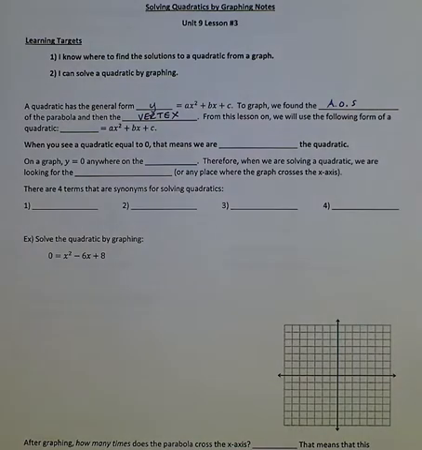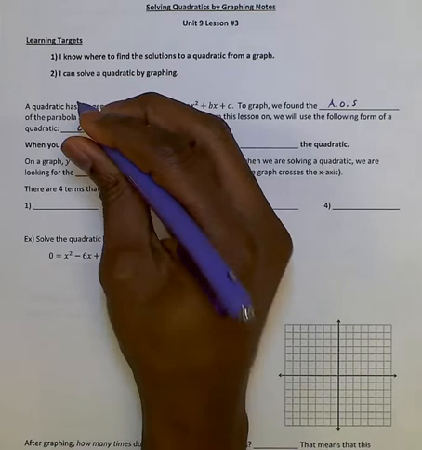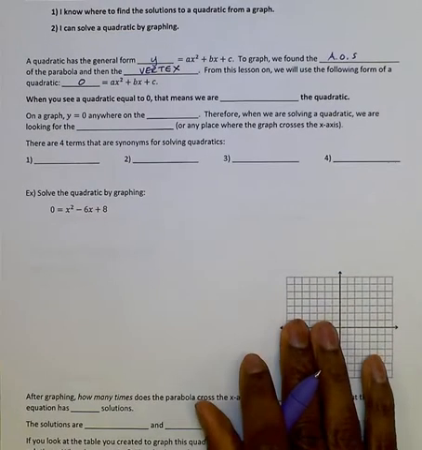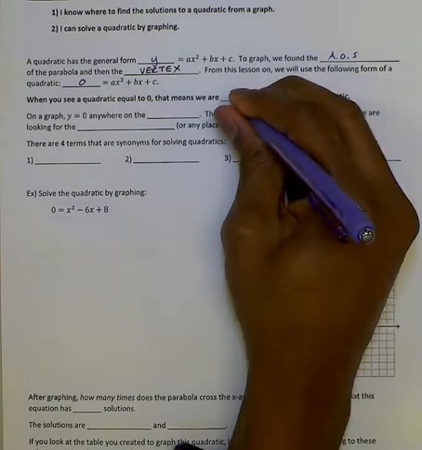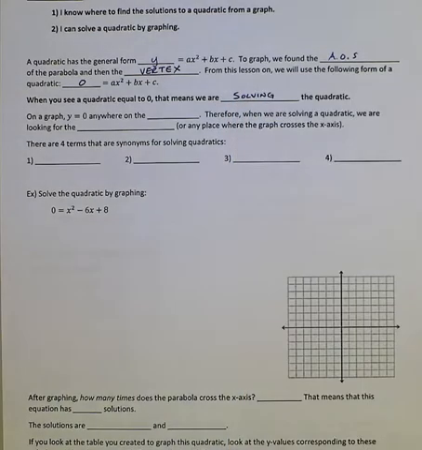From this lesson on, we'll be using the following form for a quadratic, and that will be 0 equals ax squared plus bx plus c. This change indicates that we are solving the quadratic. So whenever you see 0 equals ax squared plus bx plus c, you'll know that we're solving it, not just graphing it.